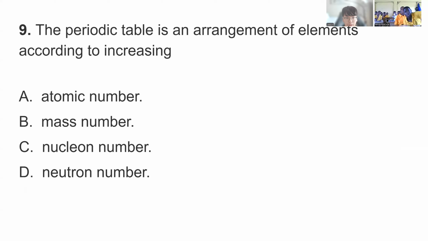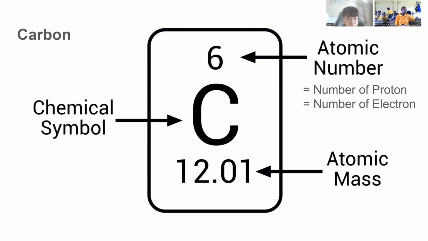A. Atomic number. Yes, that is right. It is the atomic number. And we can see from here, for example, carbon. It has atomic number of 6. This is how it is present in the periodic table. On the top, it says 6. This is the atomic number, which equals the number of protons, which again equals the number of electrons. So atomic number tells you about the proton and electron numbers.